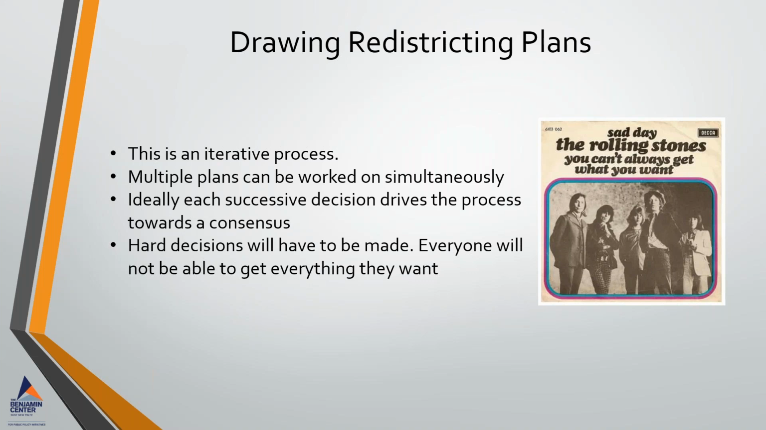So multiple maps are made, each one is tweaked a little bit here, a little bit there. Eventually hard decisions have to be made because everybody can't get what they want. There are oftentimes things that are desired that conflict with things that are required, or multiple things that are desired conflict with one another. And so ultimately the decisions that are made and the plan that's put forth is developed by the legislature or the committee or the task force, or the commission, whatever the redistricting body is, and the decision process needs to be driven towards something that everybody can live with. Next slide.